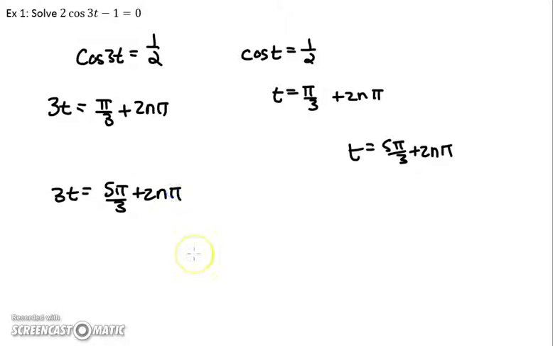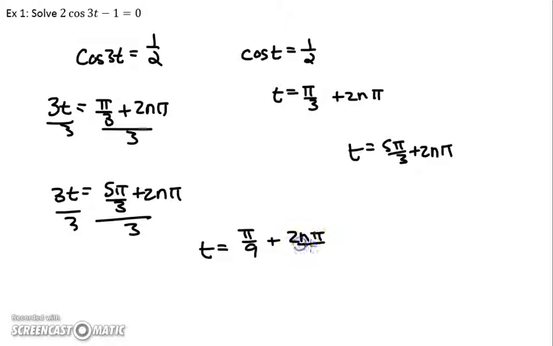Now we're not quite finished because I want to know what t is equal to, so we're going to have to take each of these equations and divide by 3. So we're going to get t is equal to pi over 3 divided by 3 is pi over 9, and then 2n pi over 3. On this one, 5 pi over 3 over 3, so t is going to be equal to 5 pi over 9 plus 2n pi over 3. So the ideas are going to be the same, but instead of saying t equals these numbers, we want to say 3t equals those numbers.